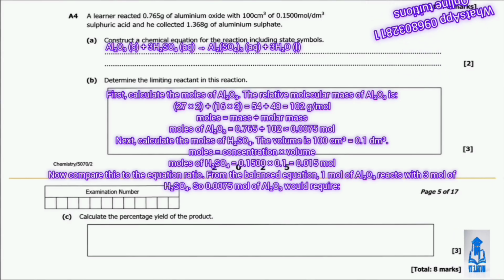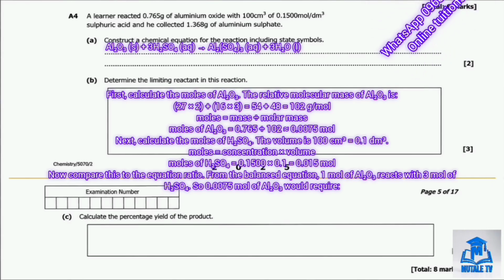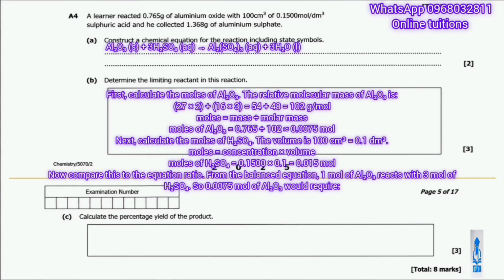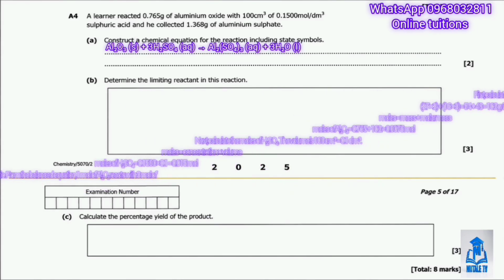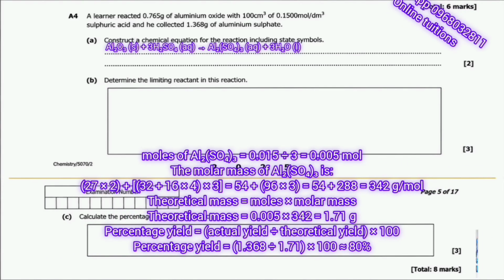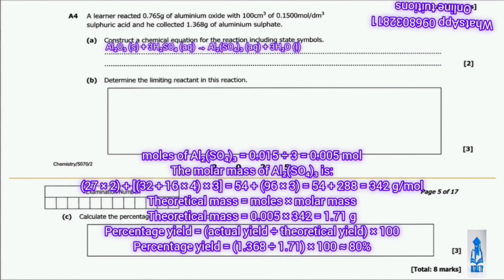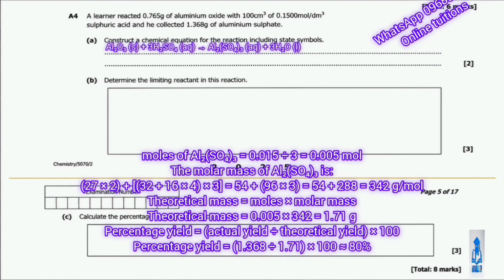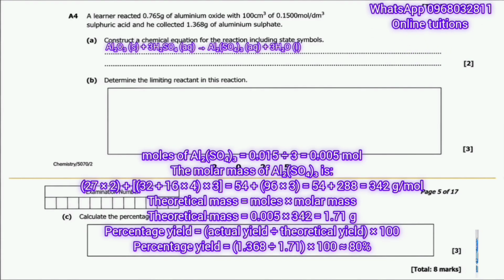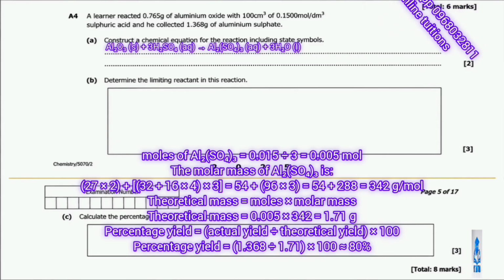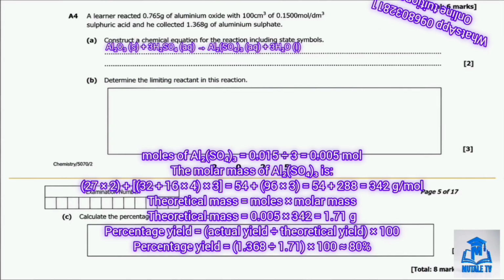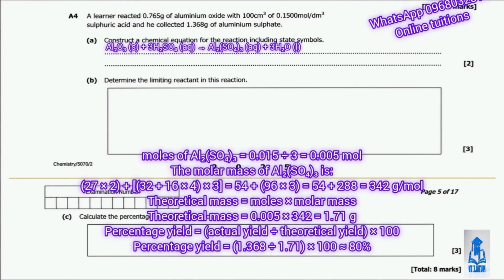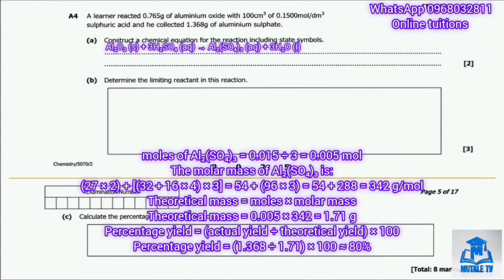Moving on to part C. Part C asks us to calculate the percentage yield of the product. So first we calculate the theoretical yield based on the limiting reagent, sulfuric acid. From the equation, 3 moles of sulfuric acid produces 1 mole of aluminum sulfate. So 0.015 moles of sulfuric acid would produce 0.015 divided by 3, which is 0.005 moles of aluminum sulfate.